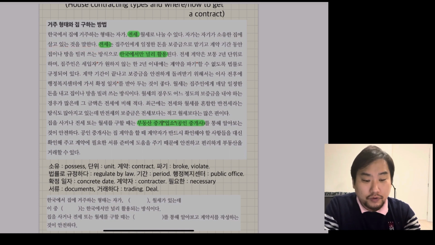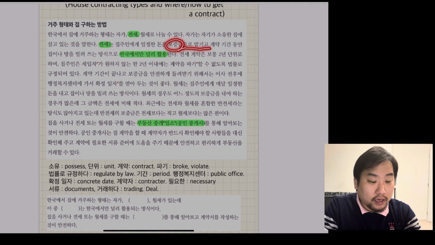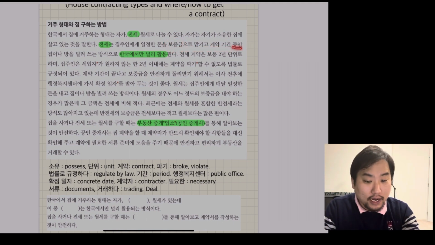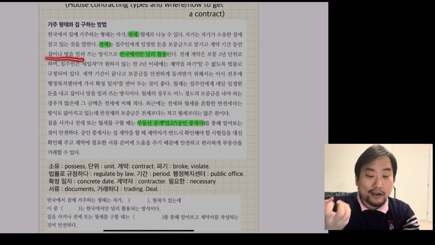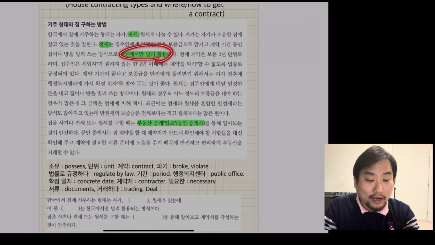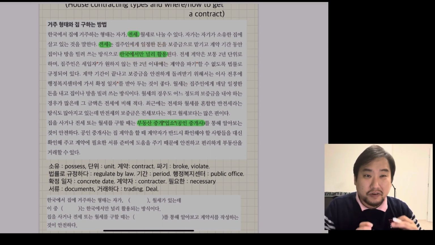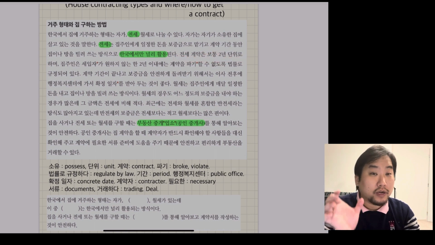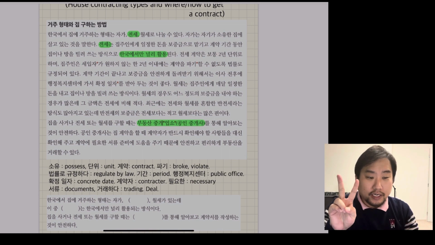It's your own house. And 전세는 집 주인에게, to the owner, 일정한 돈, amount of money를 보증금으로 맡기고 계약 기간, contract period 동안 집이나 방을 빌려 쓰는, borrowing, renting 방식으로 한국에서만 널리 이용된다. Only in Korea, general types. 전세 계약은 보통 2년 단위. So the 전세 contract, usually the period is 2 years.